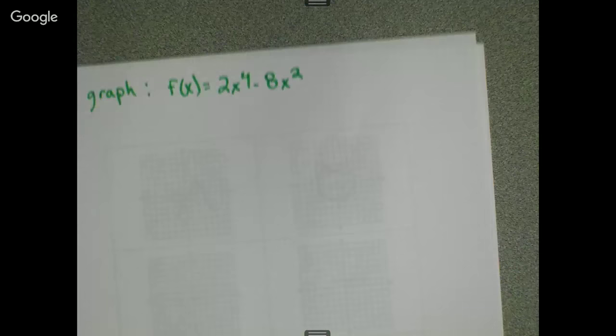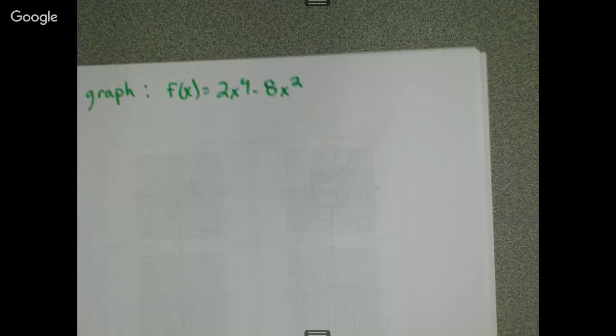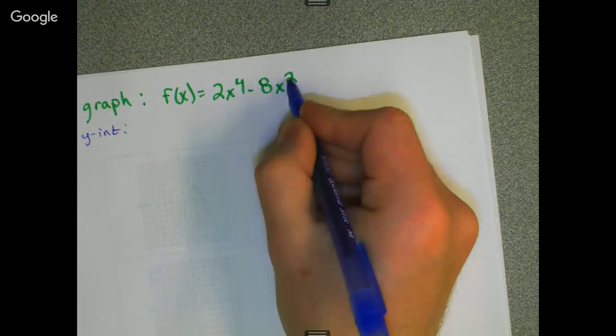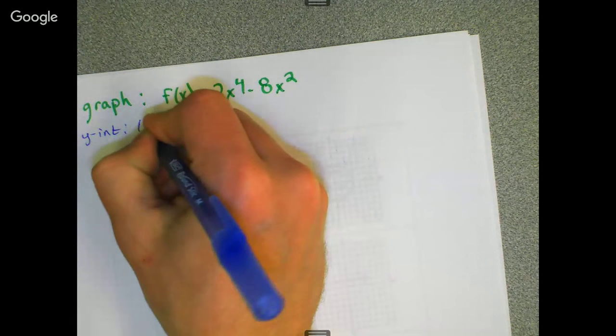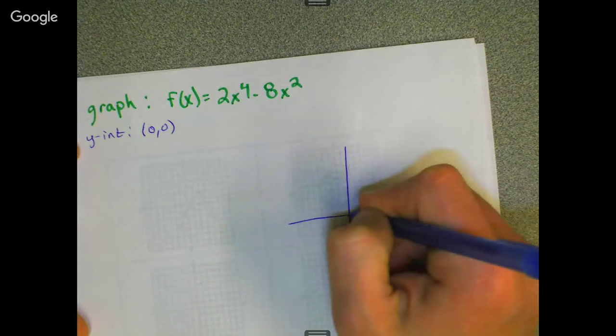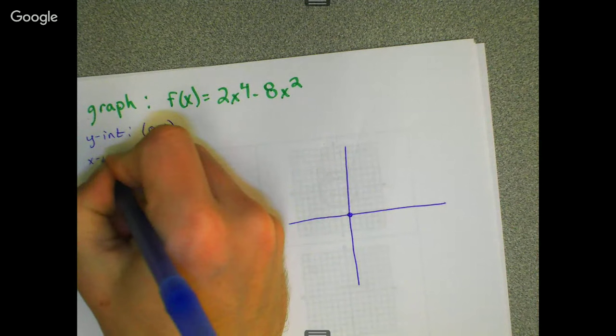All right, last example here. So we're going to graph this function here. So the first thing we want to find is our y-intercept. Okay. So that turns that to 0. So that's when x is 0. So that's 0, that's 0. So I simply get 0, 0. Okay, so we want an x-intercept.